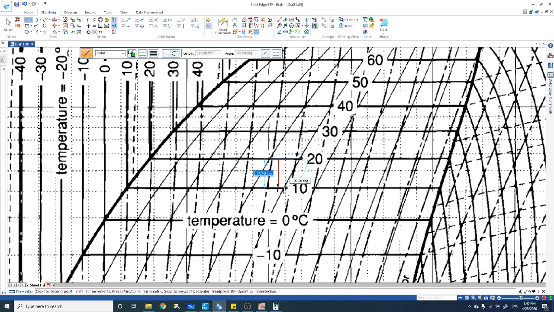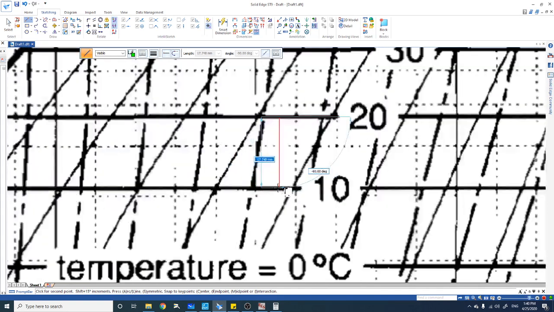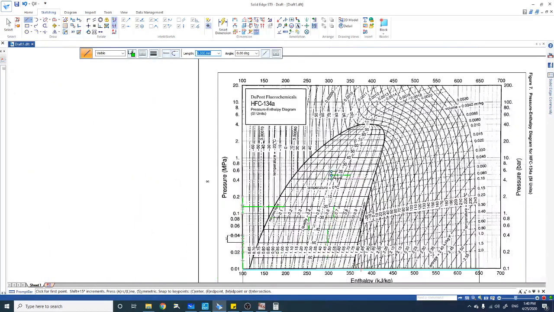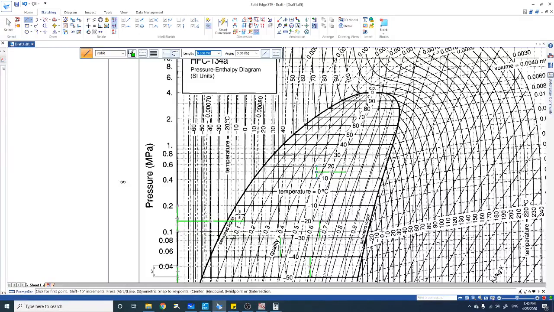Okay, so if you are given 15 degrees centigrade, say this is 17.748 length. So here would be my 15 degree line. I can quickly do it with such software, but you should have a good eye and good engineering sense to mark off such data on physical charts.